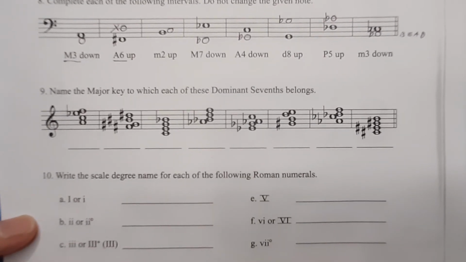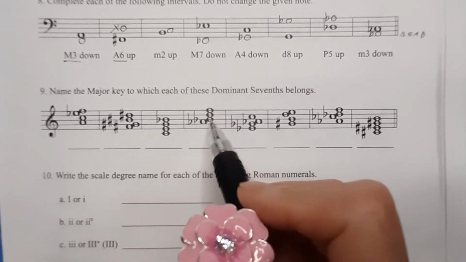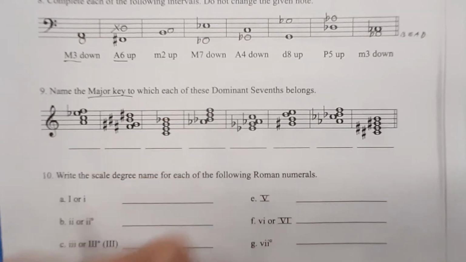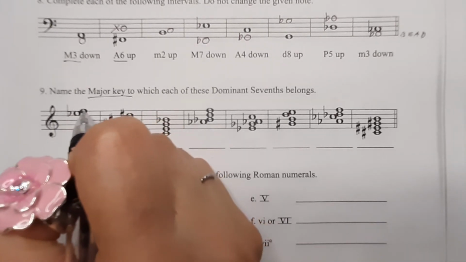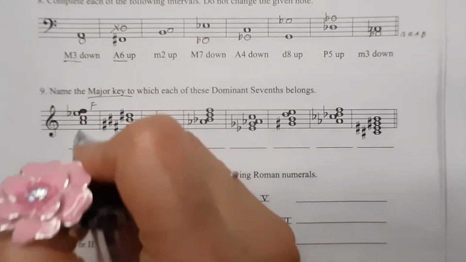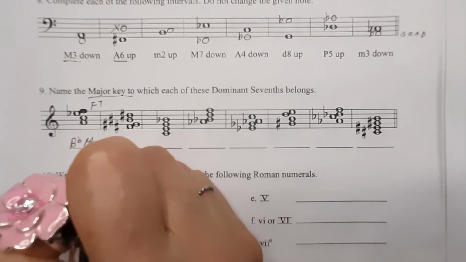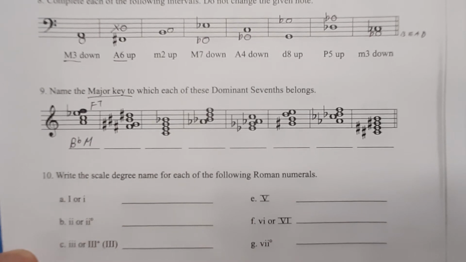Okay, name the major key to which each of the dominant 7 chords belongs. These are dominant 7 chords. What they're asking is, look for the major key, not the name of the dominant key. Now where's the root? On the top, which is F, right? This is F7. In the key of B flat major, F is the dominant chord. So this is good. It's B flat major.